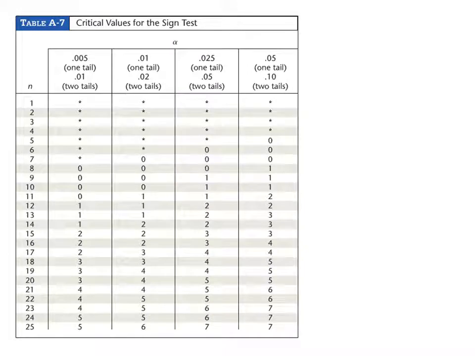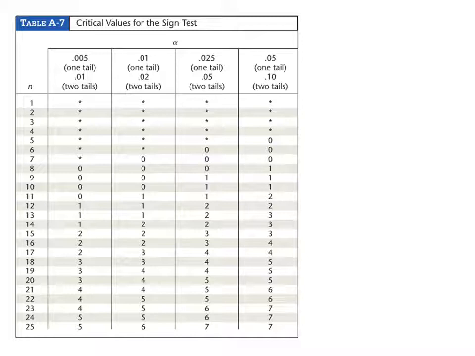Now, to come to our critical or technical conclusion, we're going to use a traditional method similar to what we did back in section 11.2. We're going to compare our test statistic to a critical value and then reject or do not reject the null hypothesis based on the comparison to the critical value.